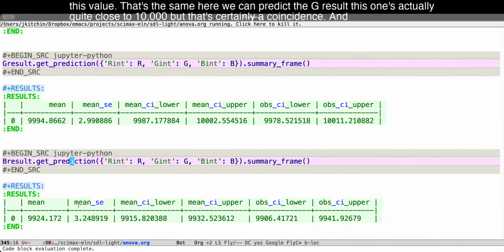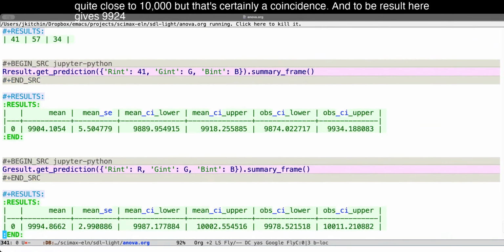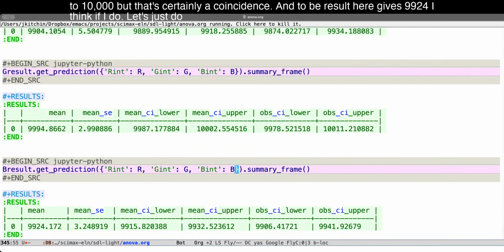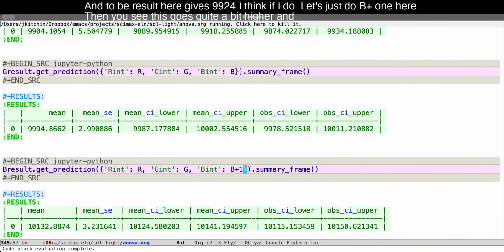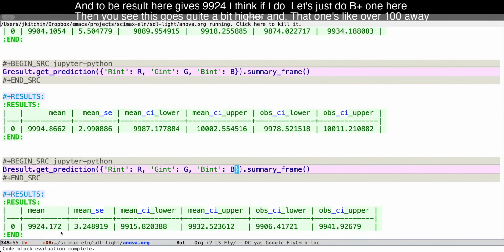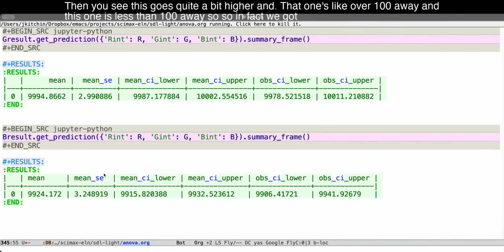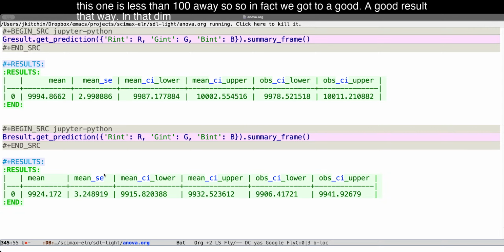And the B result here gives 99.24. I think if I do, let's just do B plus 1 here, then you see this goes quite a bit higher, and that one's like over 100 away, and this one is less than 100 away. So in fact, we got to a good result that way in that dimension as well.